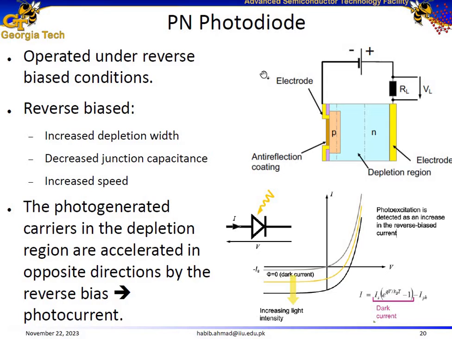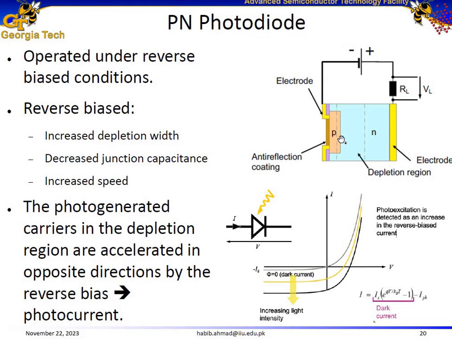Another kind of photodetector is the PN photodiode. Here is the structure of the PN photodiode, in which we have a p-type semiconductor adjacent to an n-type semiconductor, and electrodes are connected to both the p and n-type semiconductor. Then this configuration actually works under reverse bias, and we have a resistance connected in the circuit as well.